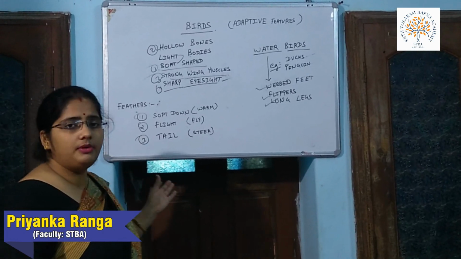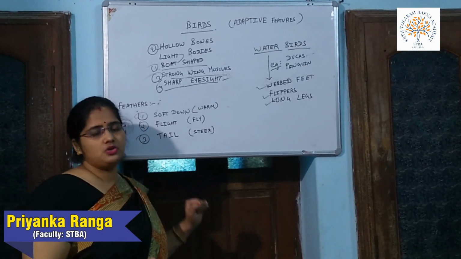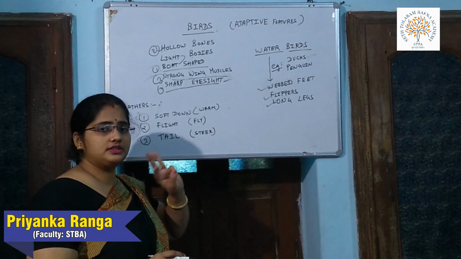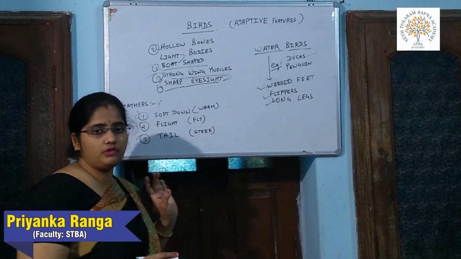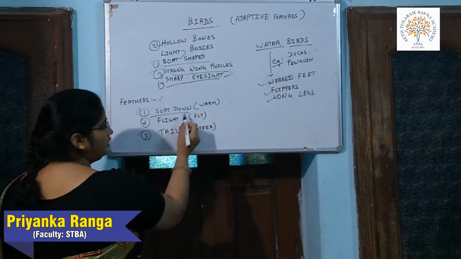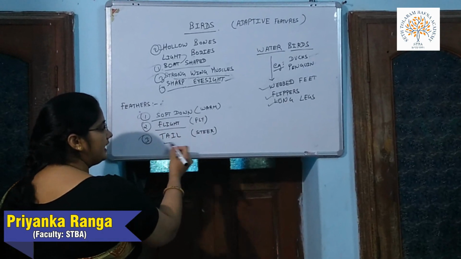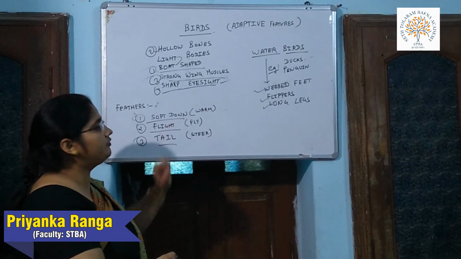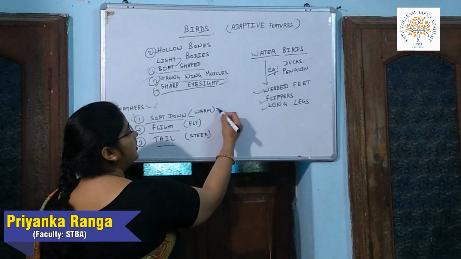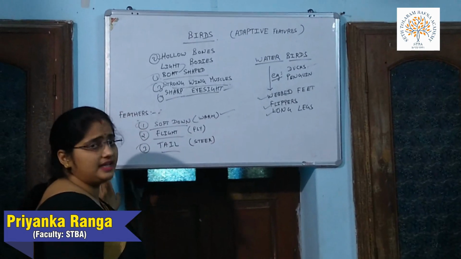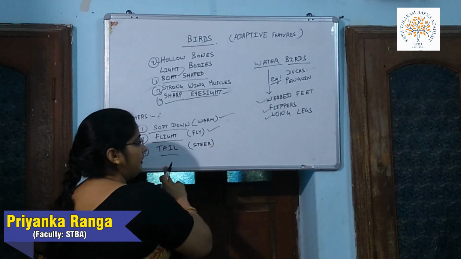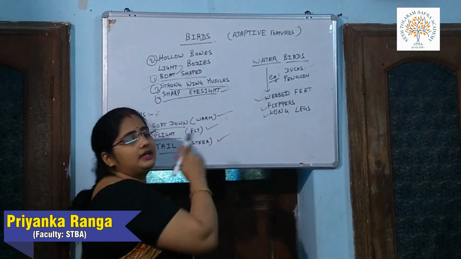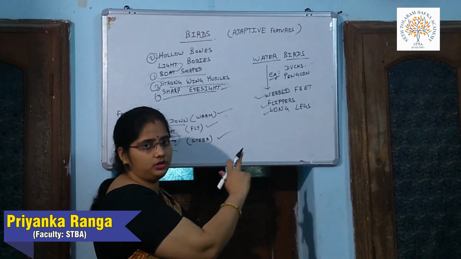You all know the birds fly with the feathers. So on the basis of the feathers, we have categorized the feathers in three parts. There are three kinds of feathers: soft down feathers, flight feathers and tail feathers. They work according to their name. The soft down feathers help the birds to keep warm. The flight feathers help the birds to fly. The tail feathers help them to steer. So these are the adaptive features of birds and water birds.